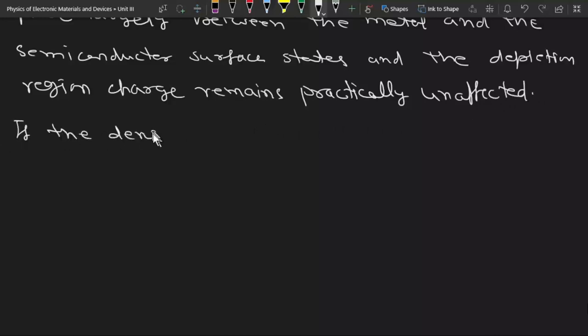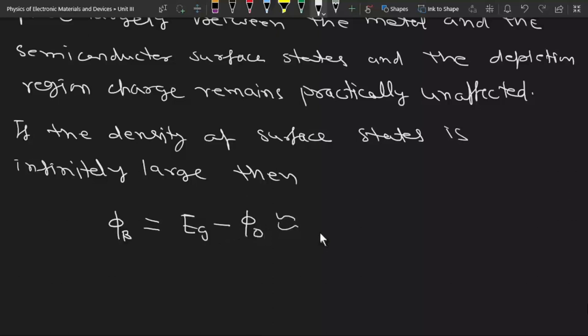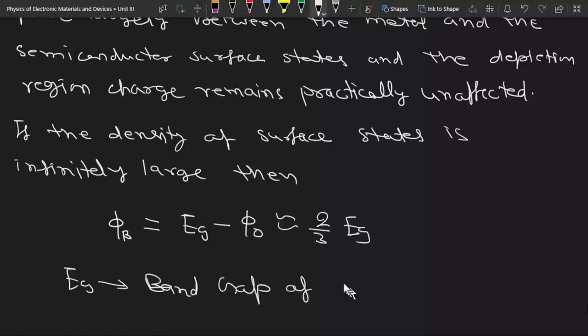If the density of surface states is infinitely large, then the barrier height can be written as Eg, that is band gap, minus phi naught, and this is roughly equal to 2/3 of Eg. Here Eg is the band gap of the semiconductor.